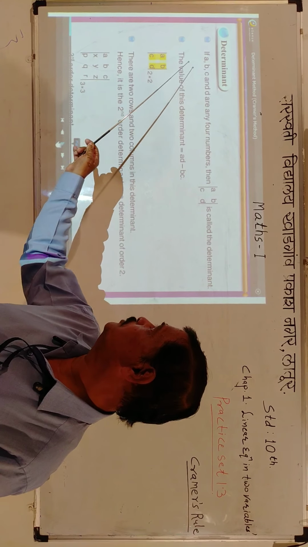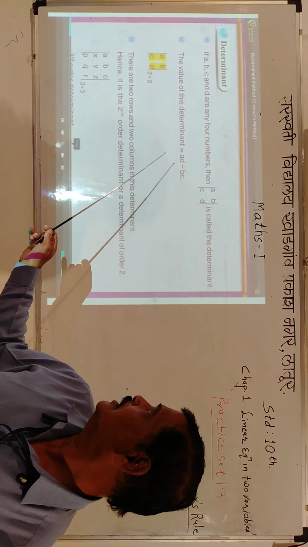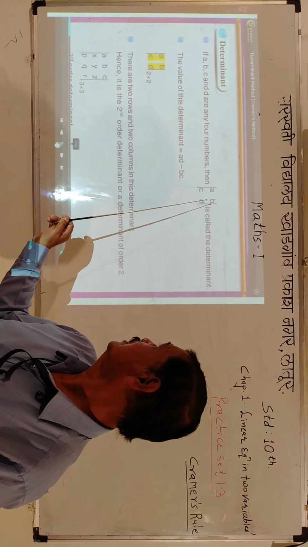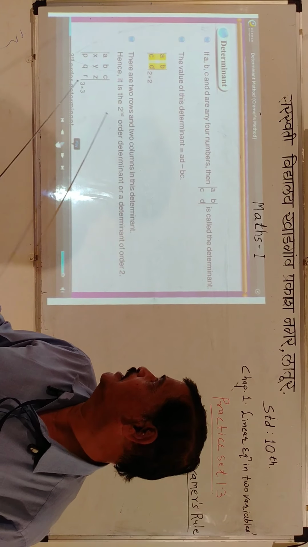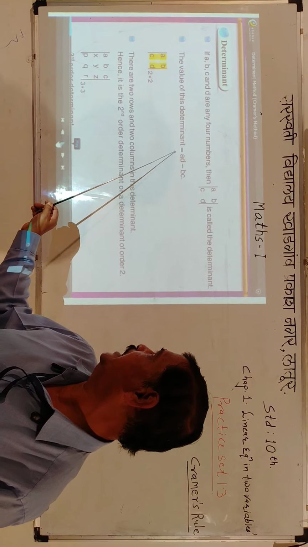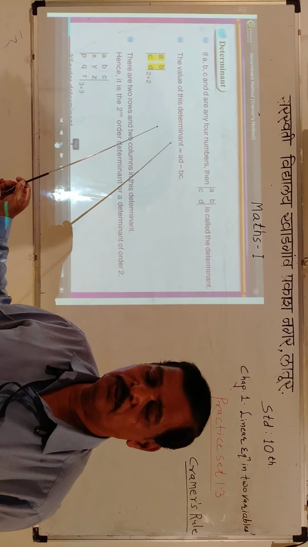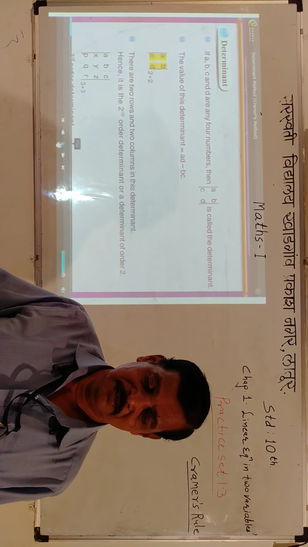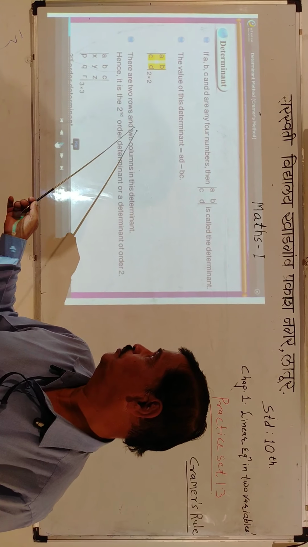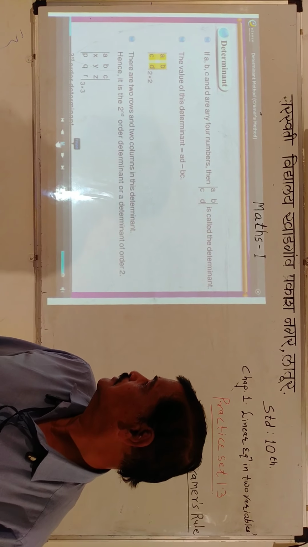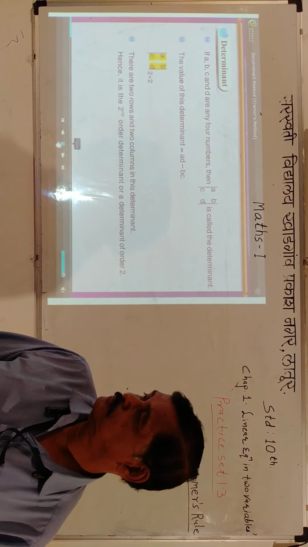Now, definition of determinant: if A, B, C, D are any four numbers in this 2 by 2 or the second order determinant, A, B, C, D is called as the determinant, and value of this determinant is AD minus BC. And this is very important to determine the values of X and Y by Cramer's rule. We are going to study only determinant of order 2 by 2.